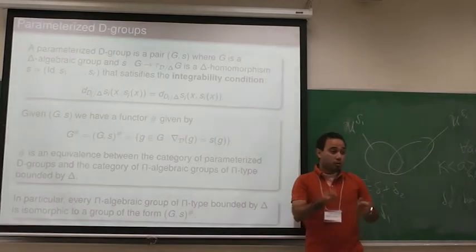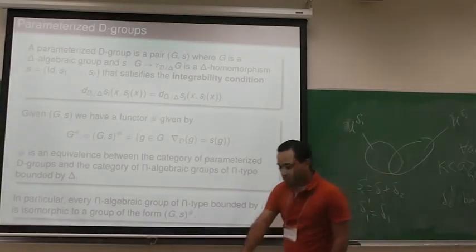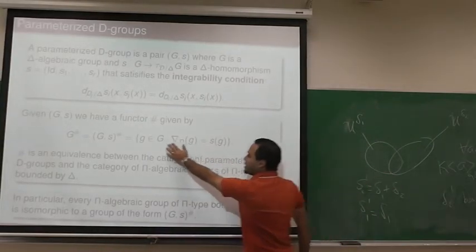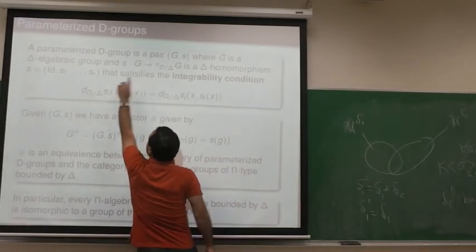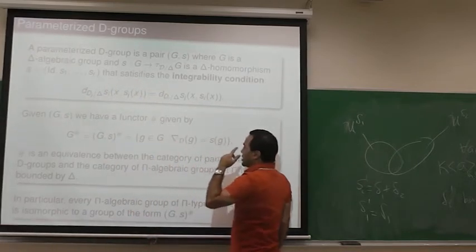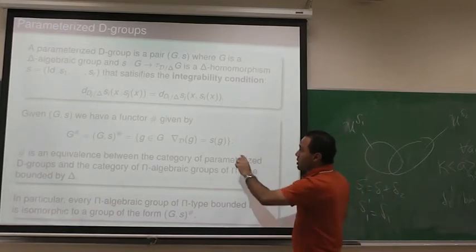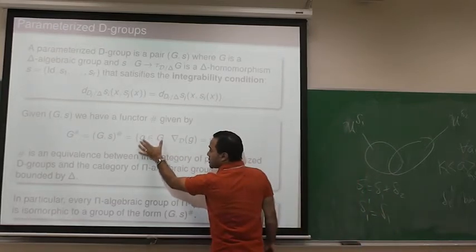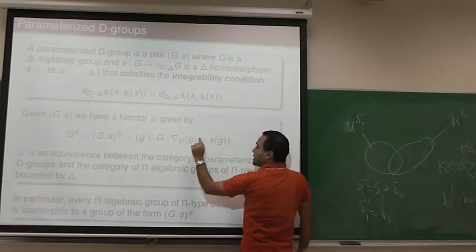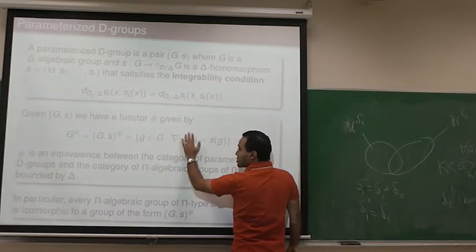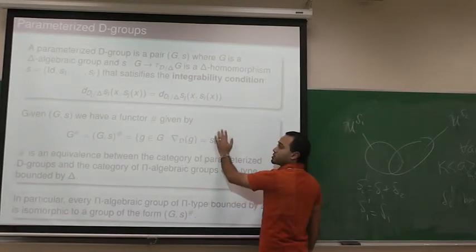Every differential algebraic group. Before I can tell you this, I need to tell you what this is. So take such a group, G, S. If you think about it, this is exactly, more or less, what James talked about. You're talking about the points in the group such that the derivations are equal to this section.